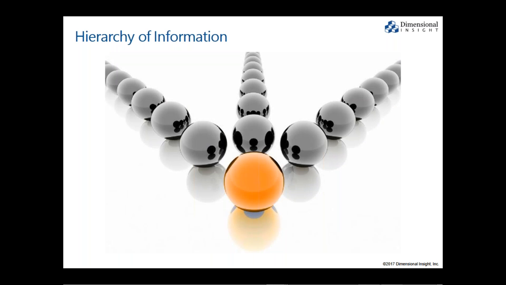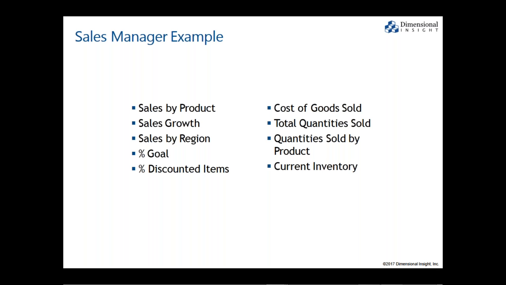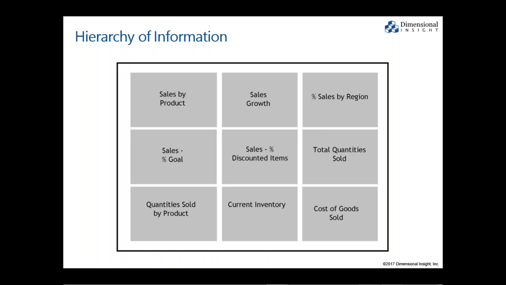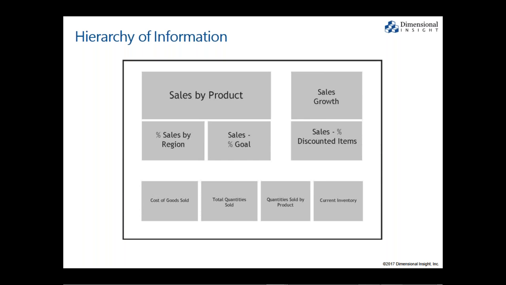Once you've surveyed your users and gathered all the content you'll need, you need to make some decisions about layout. Here's some content that might go on a sales manager's dashboard. If everything has equal importance to the end user, the dashboard might look like this. But when we know that sales by product is the most important thing to the audience, we make it larger and display it in the upper left-hand corner of the page.